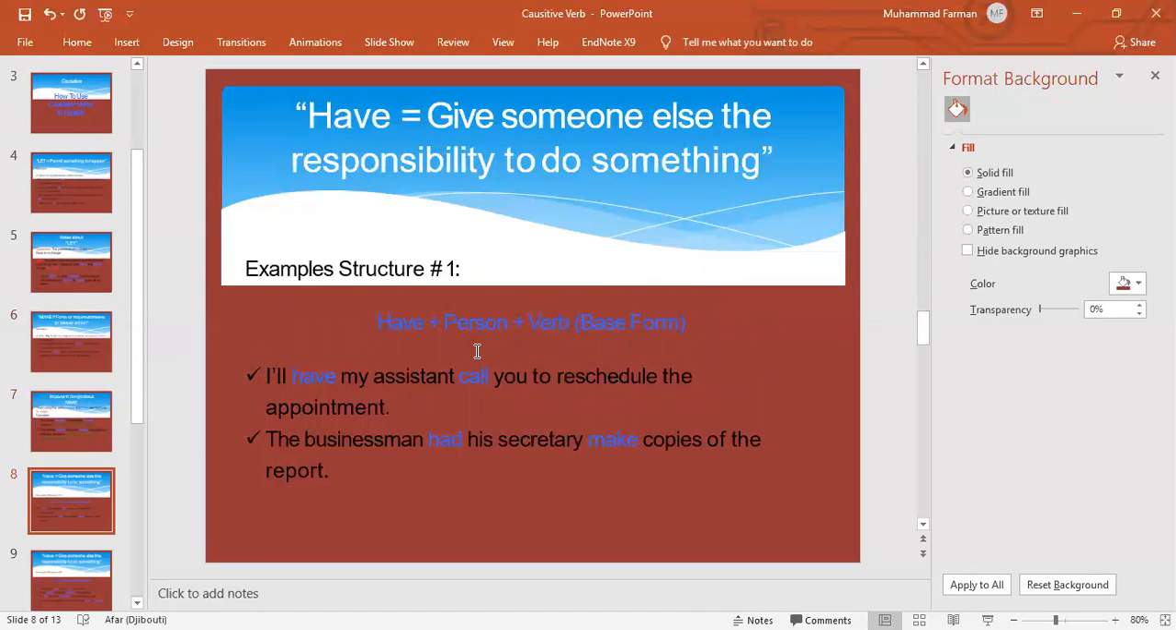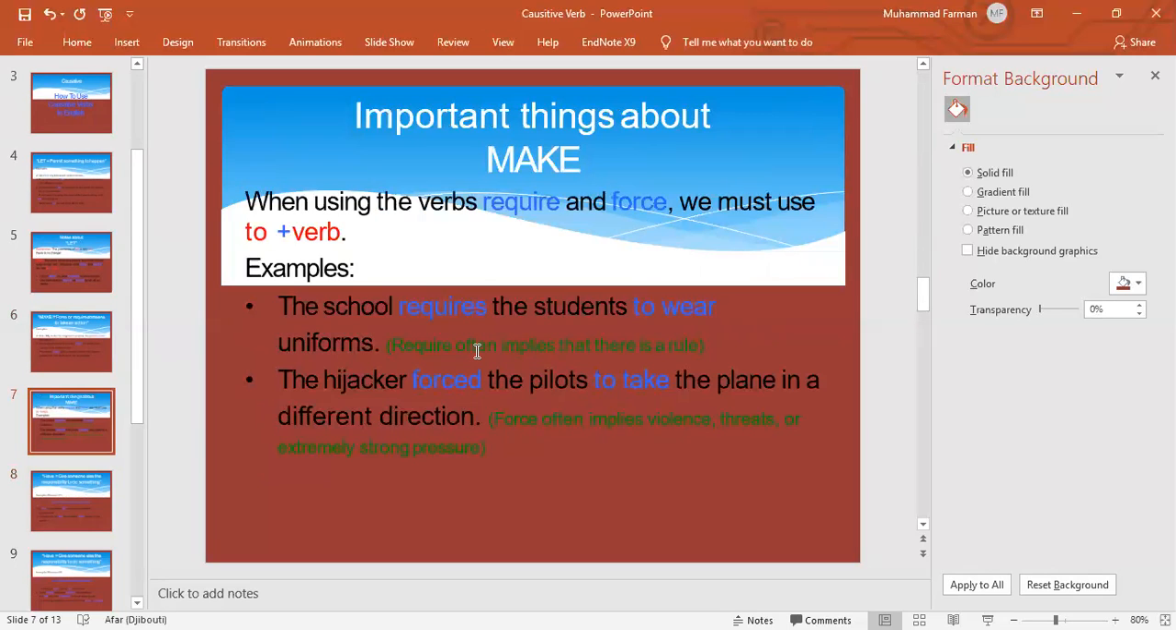After that, we have another example of the causative verb, just like have, which gives someone else the responsibility to do something. First, we learned let, where we want to get permission. After that, we learned a little bit about the word make, where we are being forced, or where we want to force and require someone to do our task.